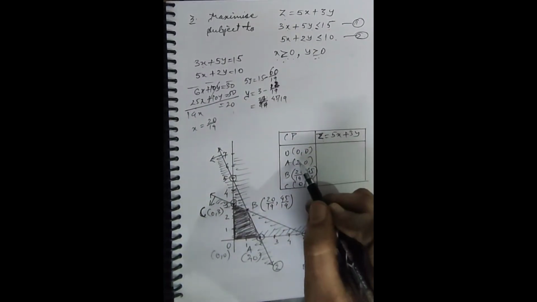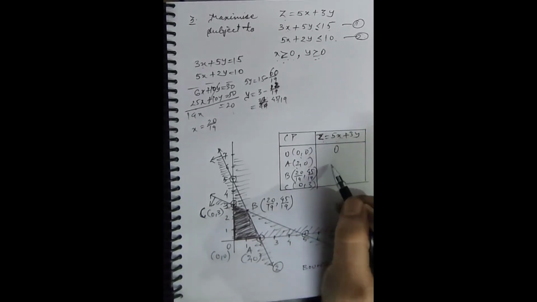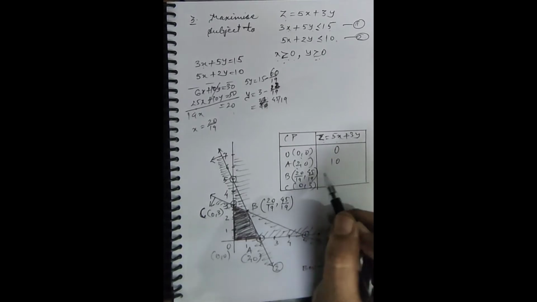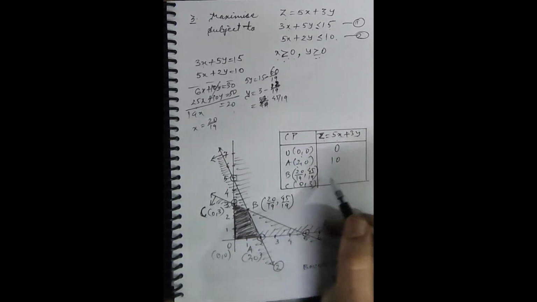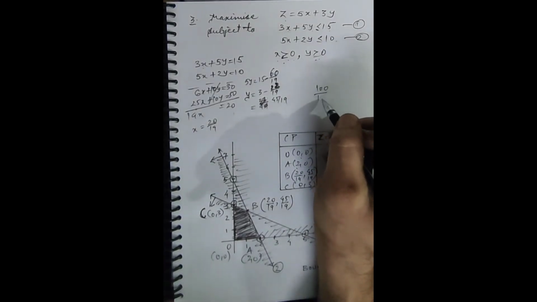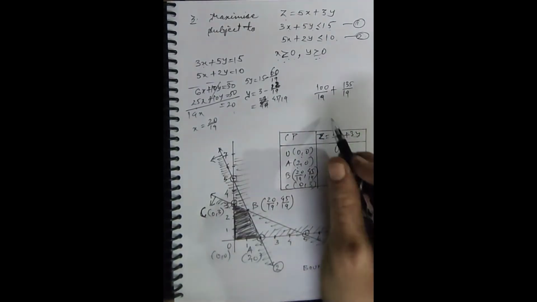Now by the way, this table I have drawn for evaluation. If I take 0, 0 for x and y, it comes to 0. For 2 comma 0, this will be 2 fives are 10. And for 20 by 19, this is a bigger one, that's why. Let's wait. For 0 comma 3, 3 threes are 9. Now for this point we have to do 20 fives are 100 by 19 plus 45 threes are 135 by 19. This will become 235 by 19.